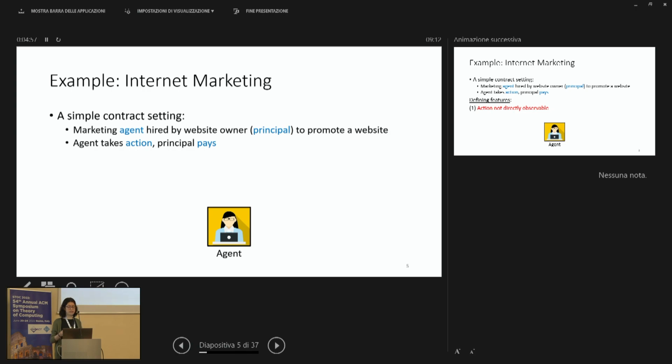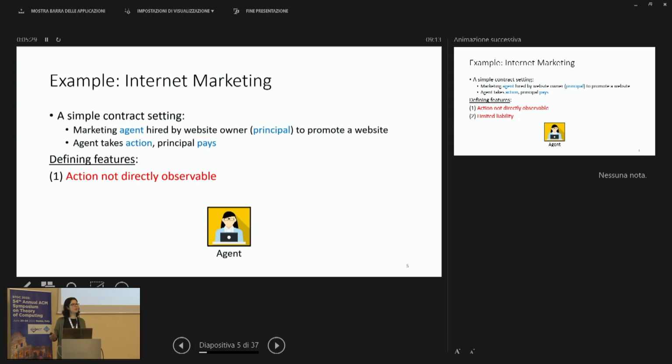Okay, that's the whole example. And I want to point out at this early stage two defining features of this economic relation. The first is that the agent's action is not directly observable by the principal. This is sometimes known as moral hazard or hidden action. And what do I mean by this? If you're hiring somebody or delegating a task to somebody, you're not going to closely watch over their shoulder and see exactly every action they take. You don't know what effort they put in.